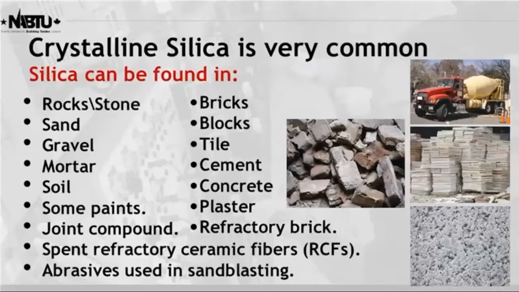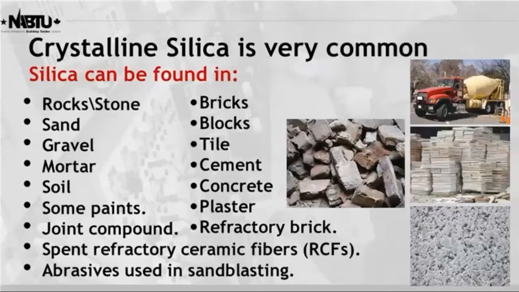All your bricks and blocks, your tile, and refractory brick. Refractory brick, for those that don't know, is a fire brick. It's used as an insulating brick for fireplaces and kilns. Joint compound, like drywall mud, some of it may contain silica. And so the issue is perhaps if you're sanding that joint compound.